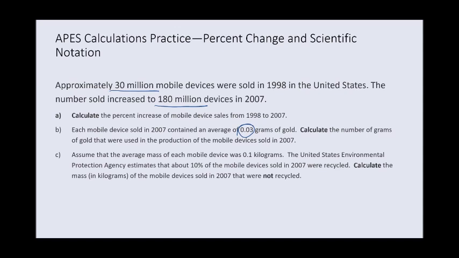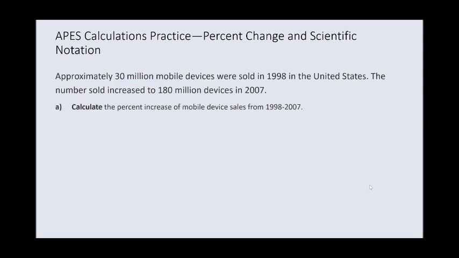Assume that the average mass of each mobile device was 0.1 kilograms. The United States Environmental Protection Agency estimates that about 10% of the mobile devices sold in 2007 were recycled. Calculate the mass in kilograms of the mobile devices sold in 2007 that were not recycled. So this question is really about solid waste management, e-waste, and recycling practices. But again, this is a math question. We just need to be able to do the calculations correctly. Let's take a look at A first. We need to calculate the percent increase of mobile device sales from 1998 to 2007.